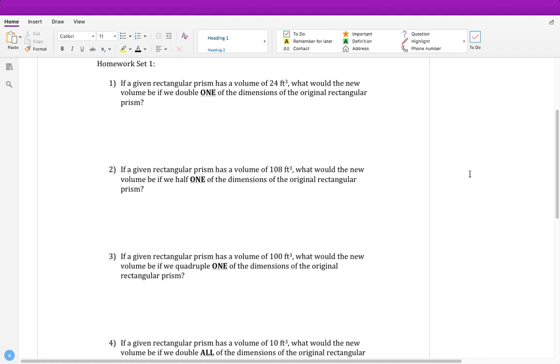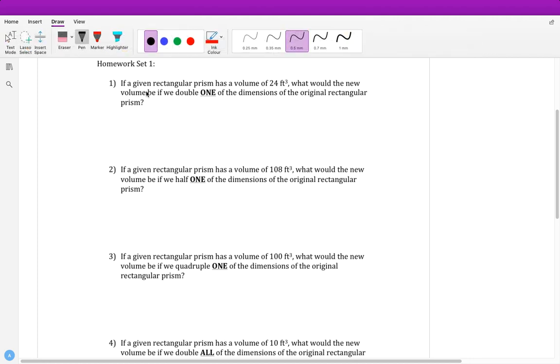All right, so for this first one, it says, if a given rectangular prism has a volume of 24 feet cubed, what would the new volume be if we double one of the dimensions of the original rectangular prism? So one of the things we talked about in class is that if we're only doubling or changing one dimension, then that means that our volume will change by that exact same rate. And let's just go and show you an example real quick.